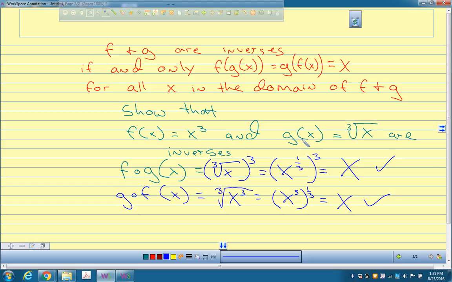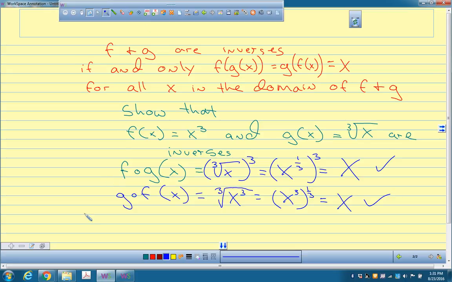The domain of x: can I plug in any number into x cubed? Can I plug in any number into cube root of x? Can I take the cube root of any number? Yes, you can. You take cube roots of negative numbers, right? Because the cube root of negative 8 is negative 2 times negative 2 times negative 2. Okay, so that works.